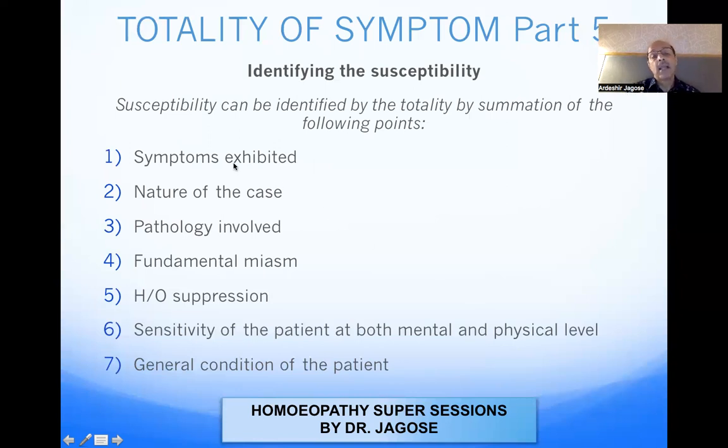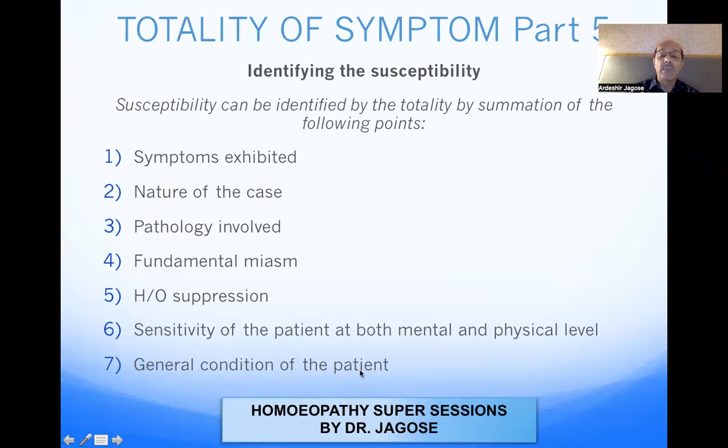Suppose in a case, I get the symptoms exhibited are characteristic. Nature of the case is acute. As I told you, you have to take both into consideration. Nature of the case is acute and symptoms are characteristic. Therefore, susceptibility is high. Pathology involved, reversible. Therefore, susceptibility high. Fundamental mechanism is psychotic. Therefore, susceptibility is low. History of suppression is absent. Therefore, susceptibility is high. Sensitivity at the mental and the physical level. The symptoms are characteristic. Therefore, susceptibility is high.